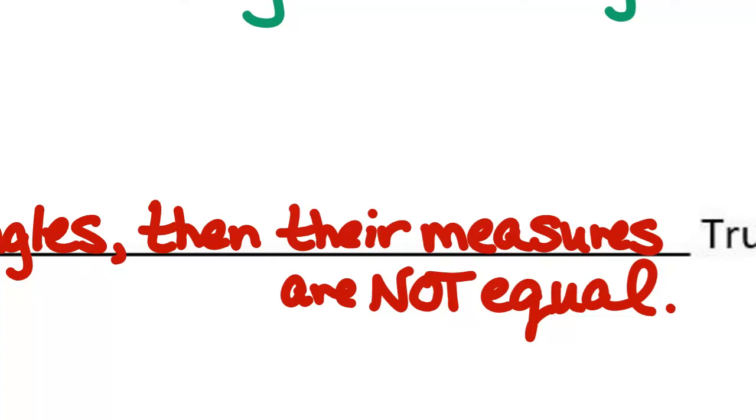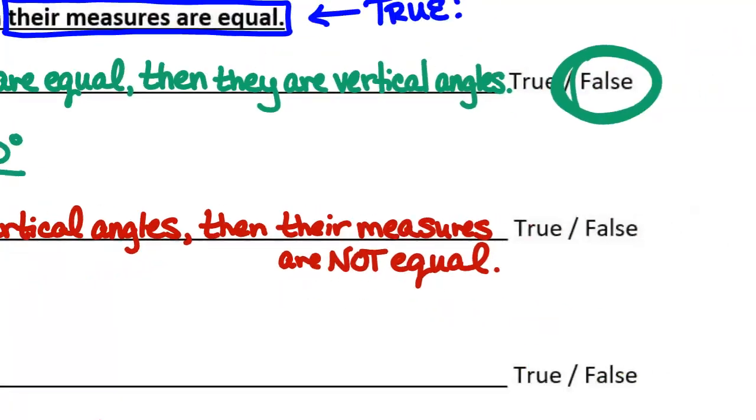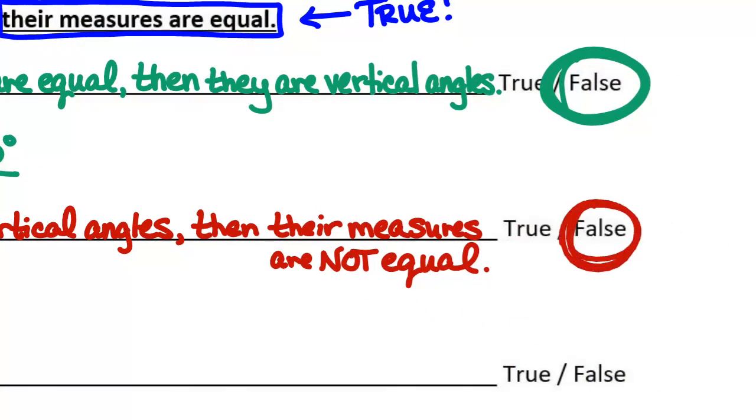Ran out of room on my line, so I dropped it down just a little bit. So let's think about this. If two angles are not vertical angles, then their measures can never be equal. Is that true? If they're not vertical angles, does that mean they can never be equal? No. So we would say this is false.